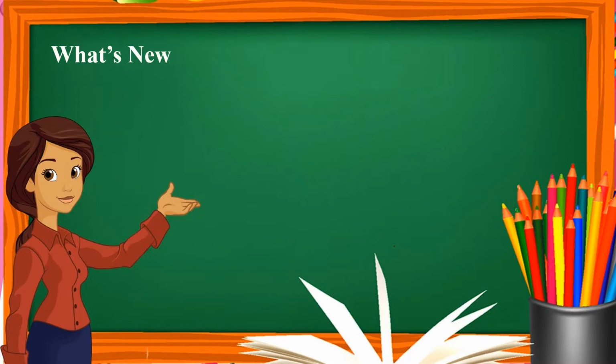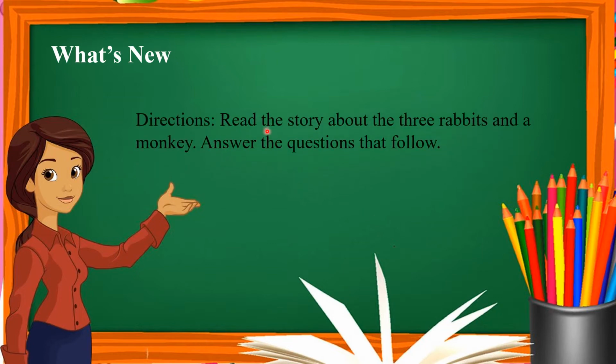Here, what's new? Okay, here. Read the story about the 3 rabbits and monkey. Answer the questions that follow. Okay? Now, please pay attention. Eyes on the screen. Let's read the story about the rabbits and the monkey. Okay? Please sit properly. Eyes in front, eyes on the screen. Stop talking. Let's read the story about the rabbits and the monkey.